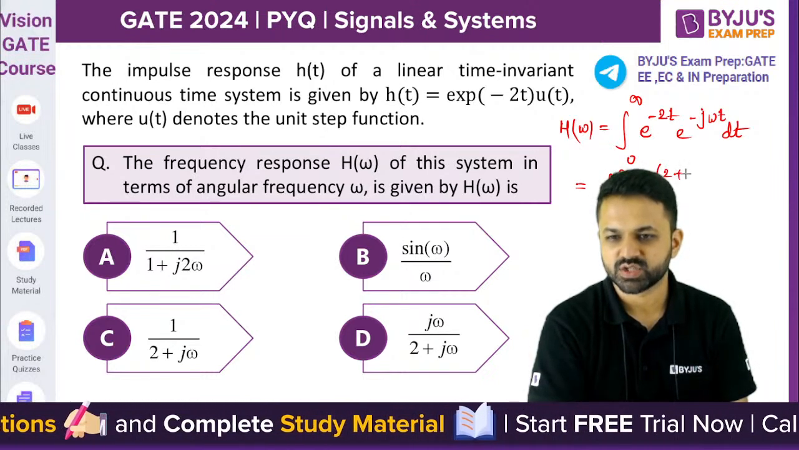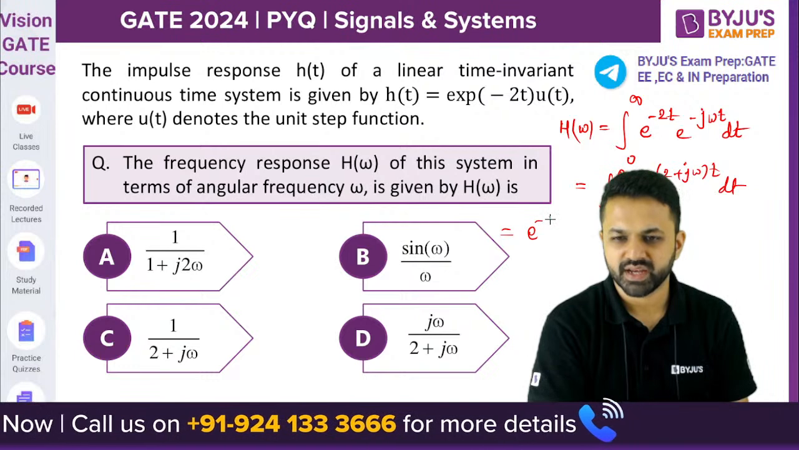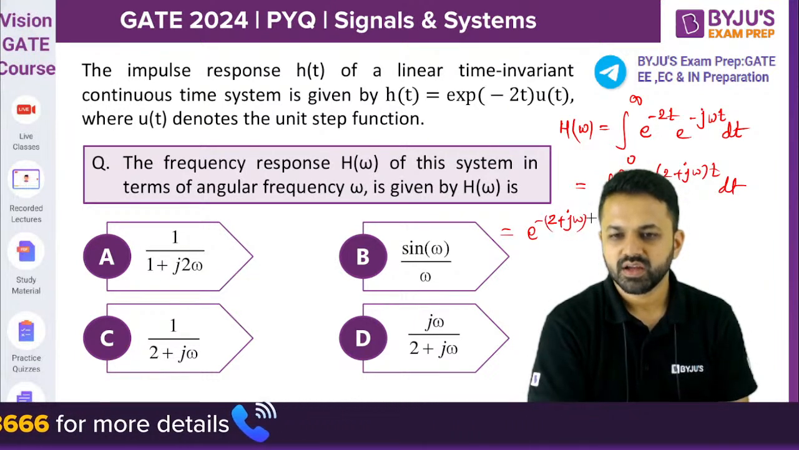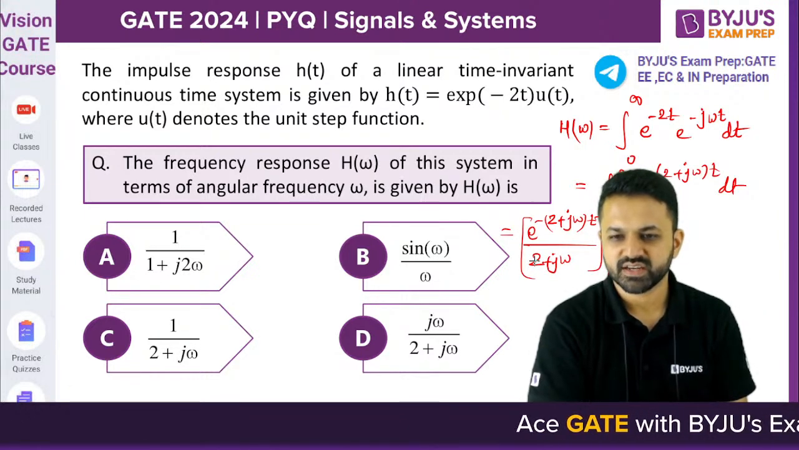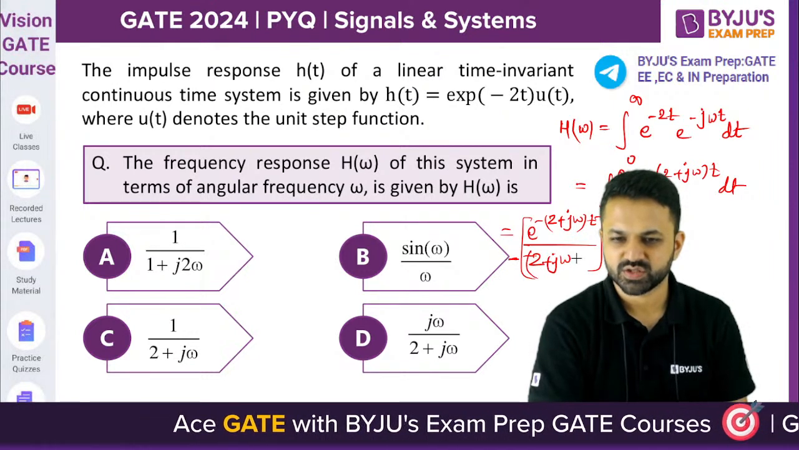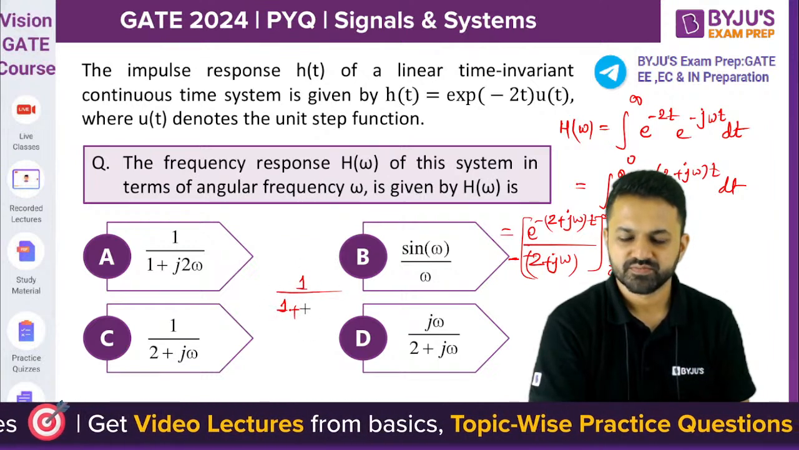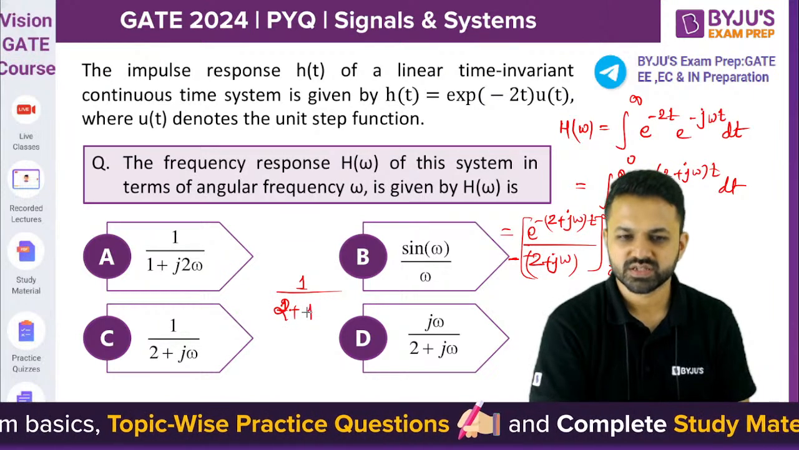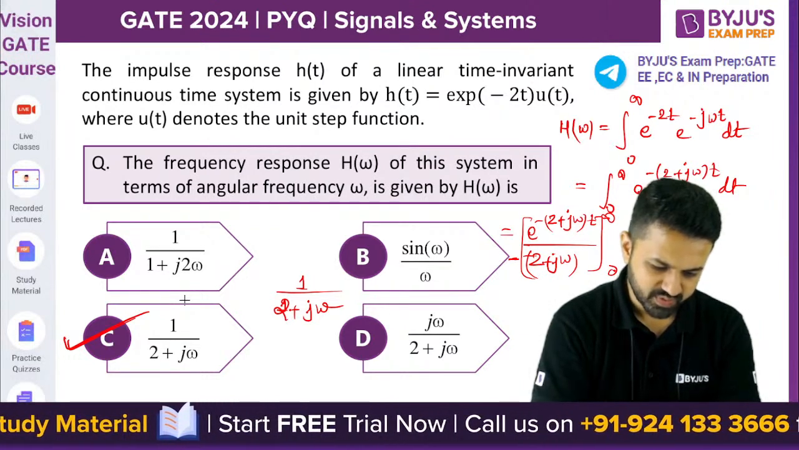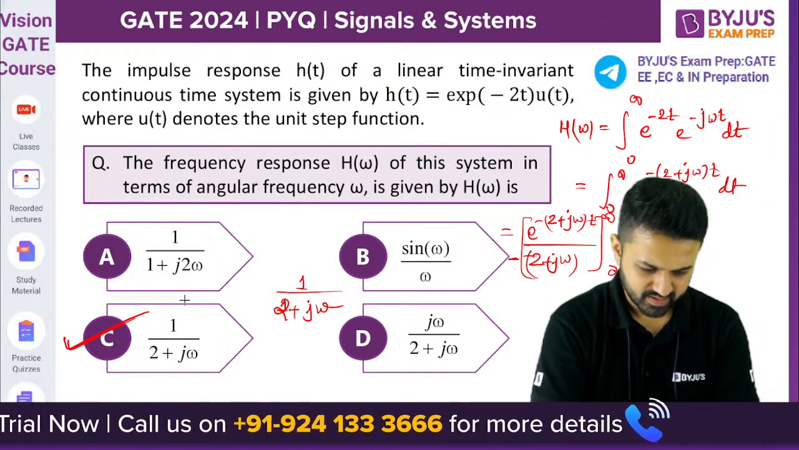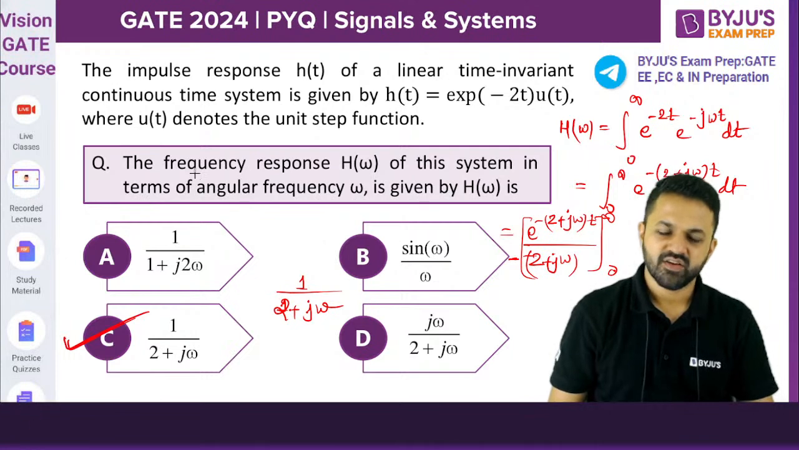If I take minus common, then it is minus (2 plus j omega) into t dt, and when you integrate it, you will get e to the power minus (2 plus j omega) into t divided by 2 plus j omega. So the limit is from 0 to infinity. There is a minus sign also, so outside I am writing. So when you put infinity, you will get 0 minus 1, giving 1 upon 2 plus j omega. So the answer will be option C. Yes, 1 upon 2 plus j omega would be the right answer for this frequency response.